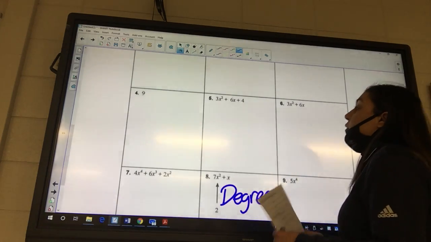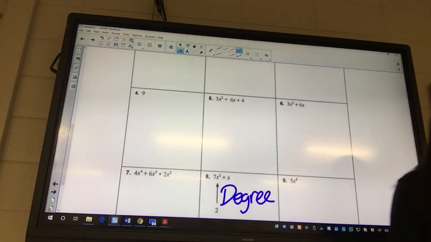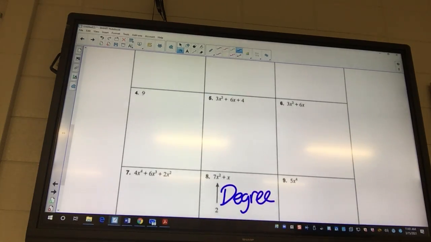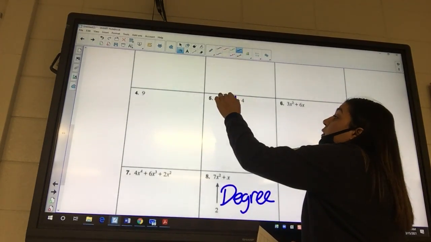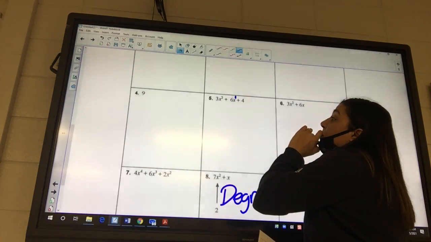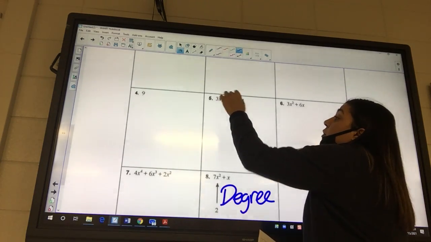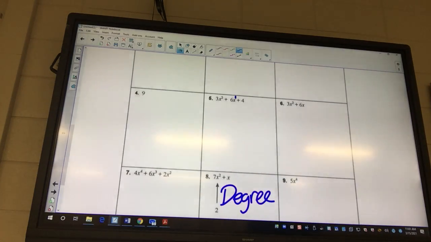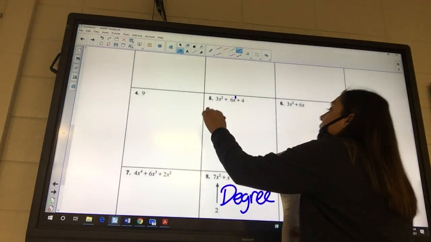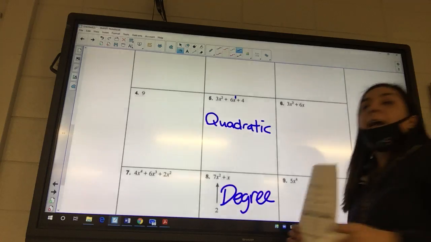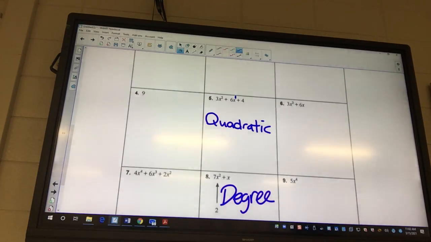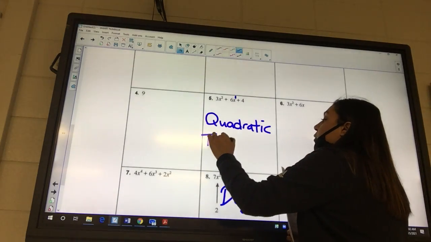Okay, I'm going to do just this middle row. Look at 5. What is the highest exponent? 2. We're looking at the baby numbers, so we've got a 2, a 1, and nothing. It's going to be the 2. So look on your other chart. A degree of 2 is a what? A quadratic. And then how many pieces are there? 3. It's a trinomial.